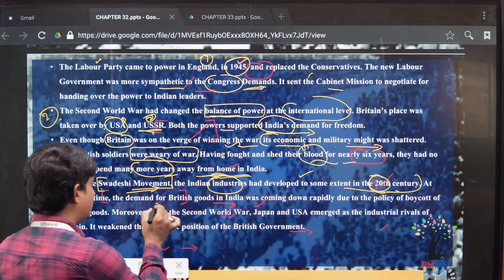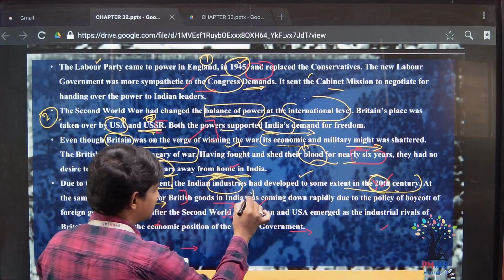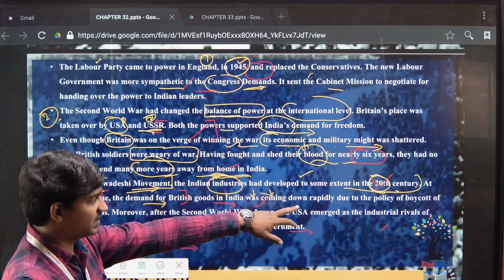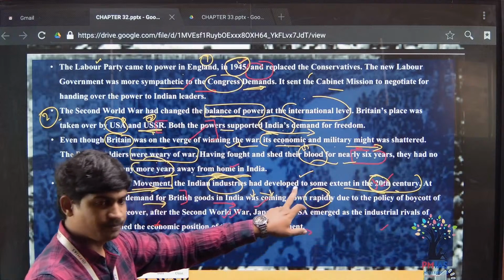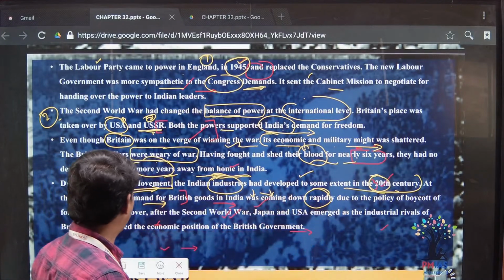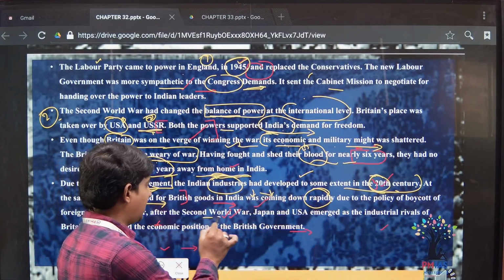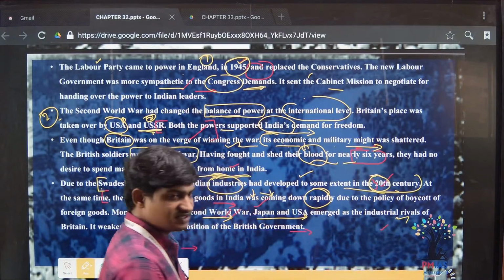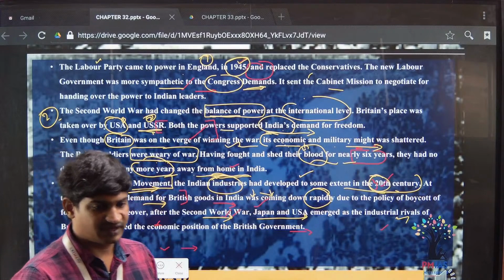So அப்படி இருக்கும்போது the demand for the British goods in India not gradually, so it had declined rapidly. So rapidly because of the boycott. And next thing is after the Second World War, Japan and USA emerged as the industrial rivals.